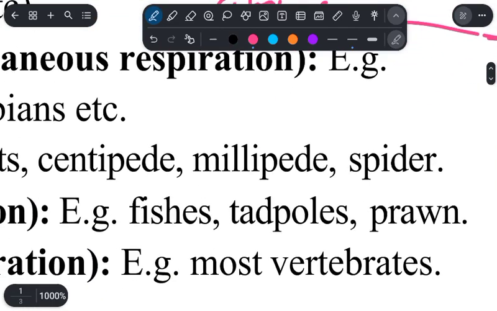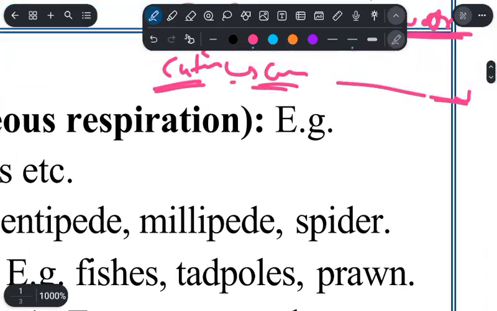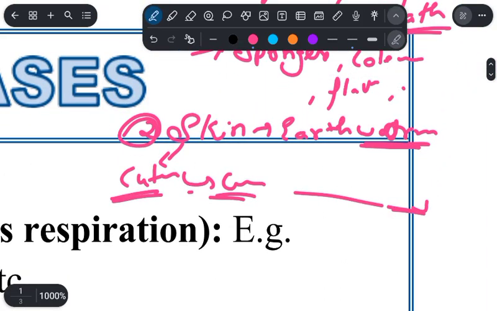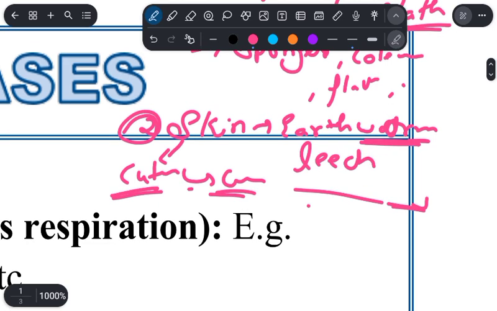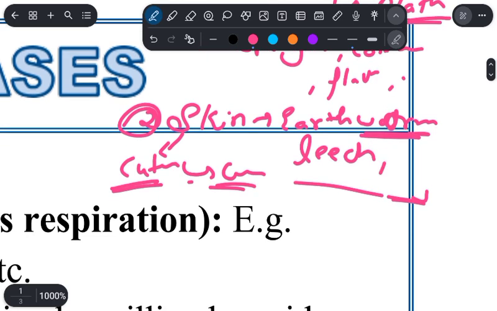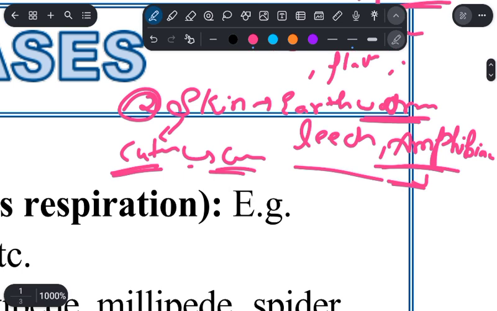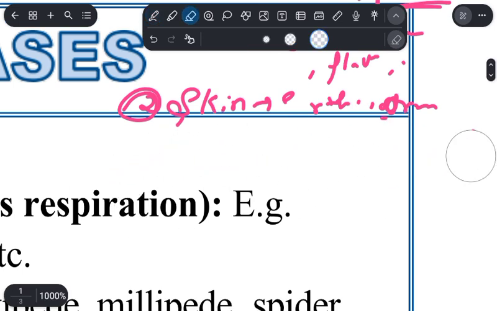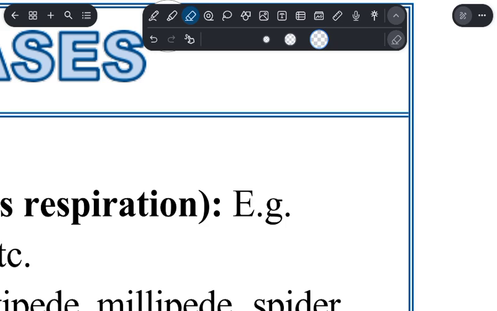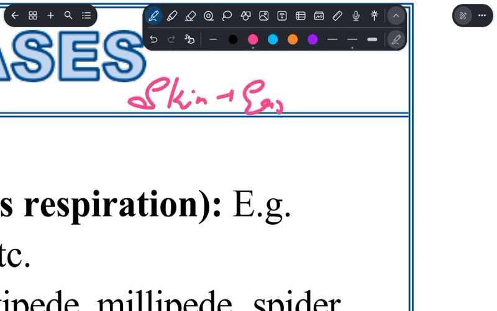Let's see a little bit. Yes, earthworm. Earthworm, leech through skin, cutaneous respiration, and your amphibians. Let's try to remember it again. Through skin: earthworm, leech, and then amphibians.